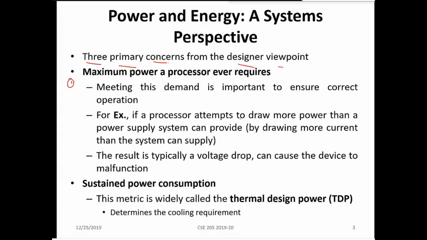Suppose your processor attempts to draw more power than the power supply system provides, what will happen? There will definitely be a voltage drop and it may cause the device to malfunction. So this has to be accurate for correct operation. How much power it requires has to be forecasted or predicted correctly. Only then can such voltage drops be reduced. Otherwise, it may lead to malfunctions.